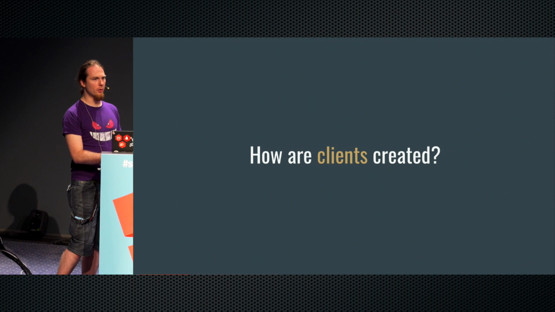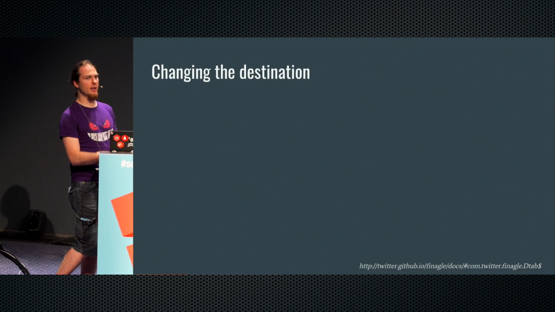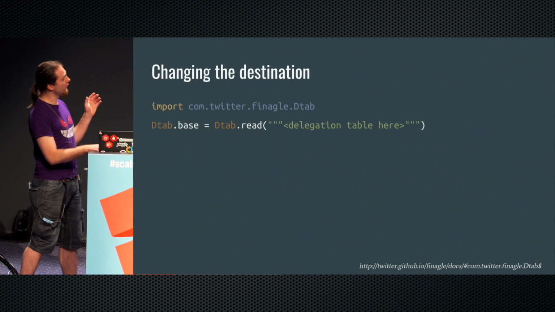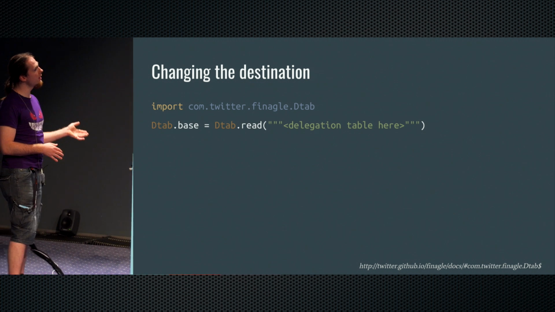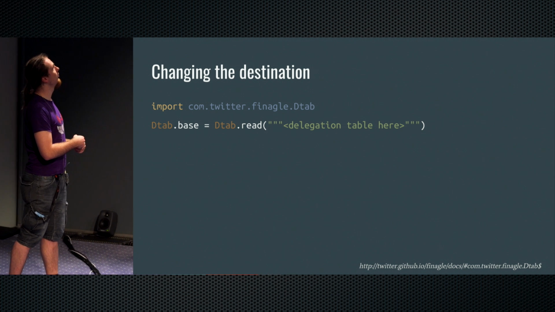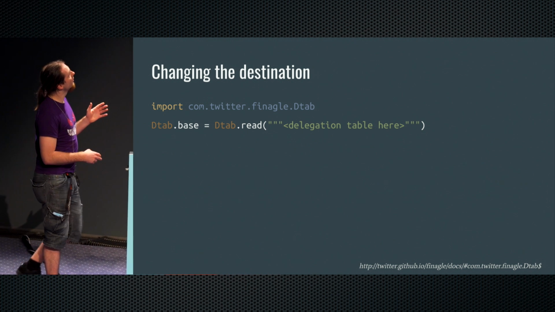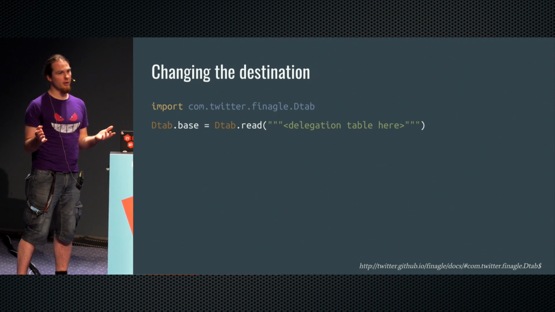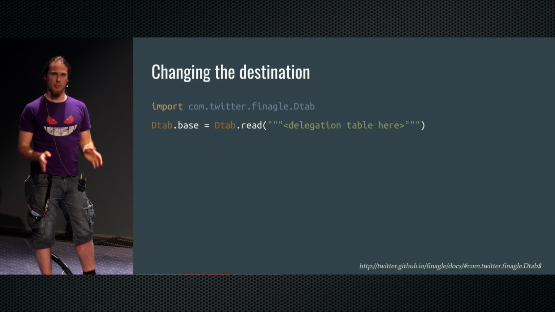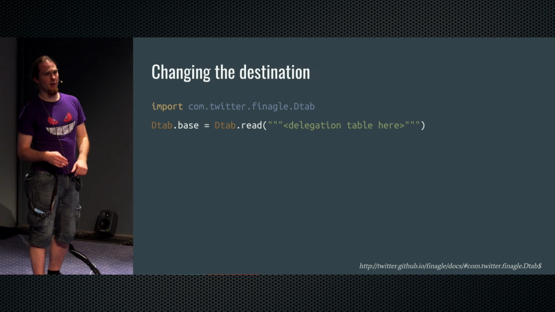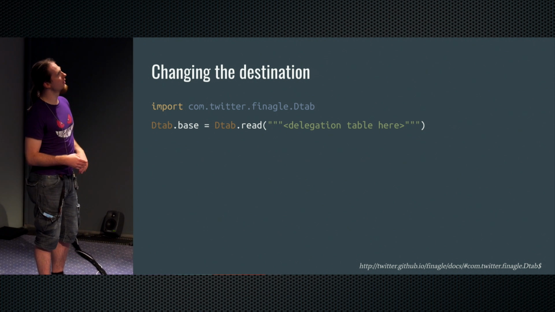So what's the difference for clients? How do I create clients now if I can't use the schema? First of all, you have to give some delegation tables. There are two kinds you can set. There is a base table. This is kind of awkward because Dtab.base is a global variable, and you should set it at the beginning of your application, but nobody forbids you to set it anywhere else. So you have to be very disciplined in this case.